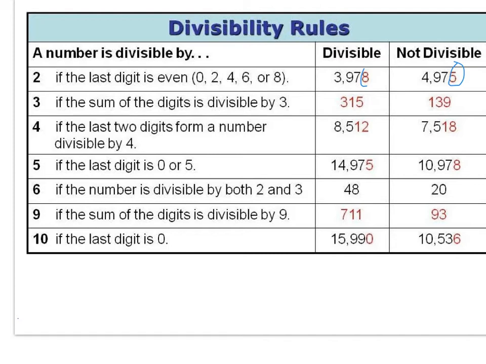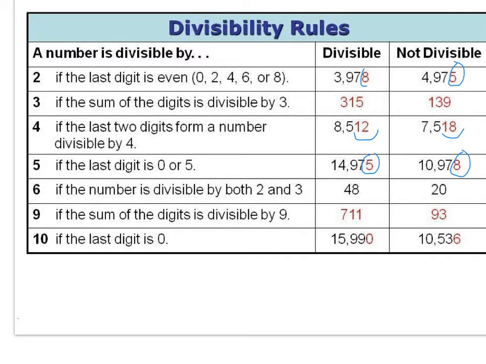A number is divisible by 4 if the last 2 digits form a number divisible by 4. So the last 2 digits in this one would be 12. 12 is divisible by 4, so is 8,512. 18 is not divisible by 4, so neither is 7,518. A number is divisible by 5 if the last digit is a 0 or a 5. That's an easy one, you just need to look at the digit.